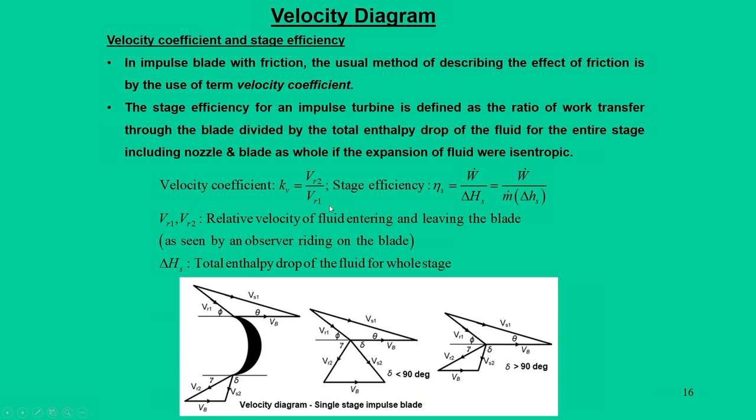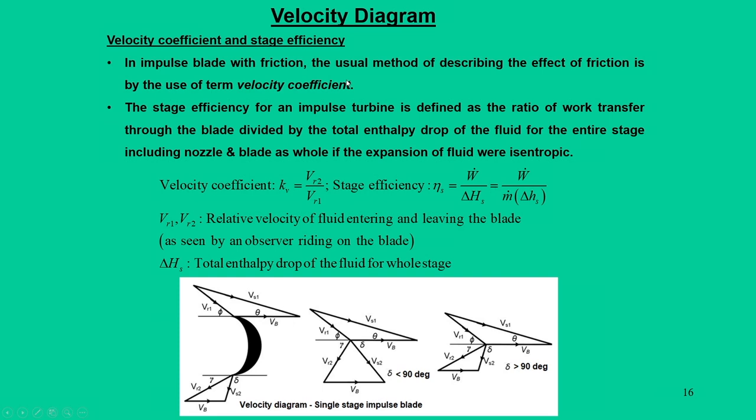Now, to account for whether it is a pure impulse or not, we define a term called the velocity coefficient, that takes the ratio, that is Kv is equal to Vr2 by Vr1. So, for an impulse turbine blade with friction, obviously there will be a relative velocity difference between the inlet and the exit. So, we introduce a term: what is the tolerance level, what velocity coefficient we can assume. That is one aspect.